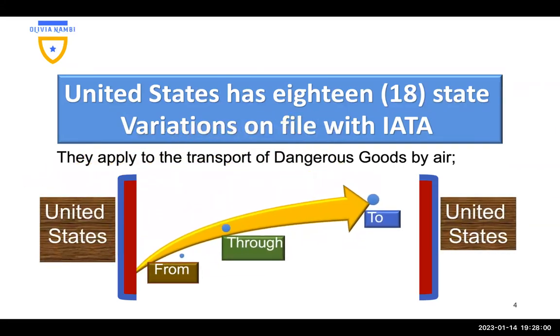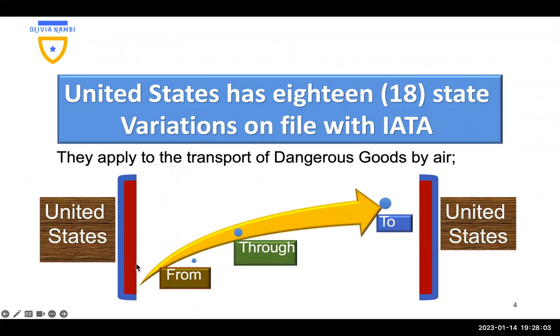So this is how state variations work. They apply to the transport of dangerous goods by air from the United States of America, in this case, through the United States of America and to the United States of America. You need to always check if the countries involved in your shipment routing have filed variations with IATA.